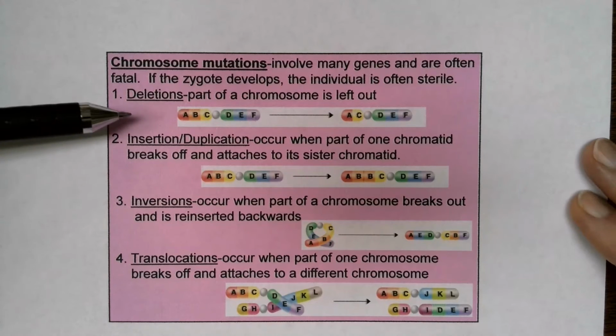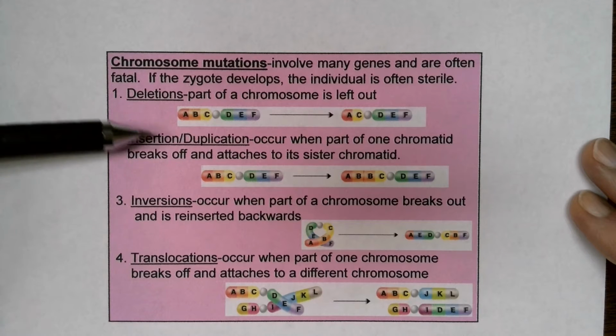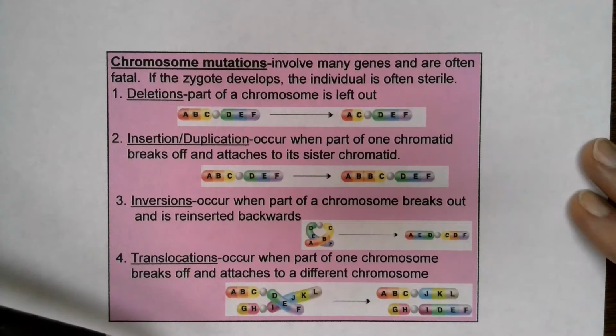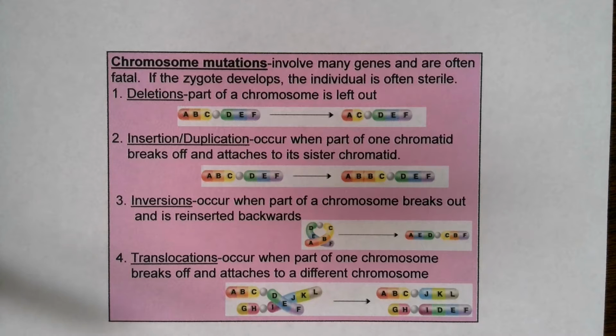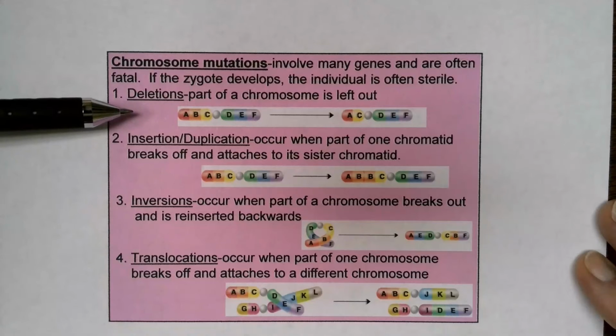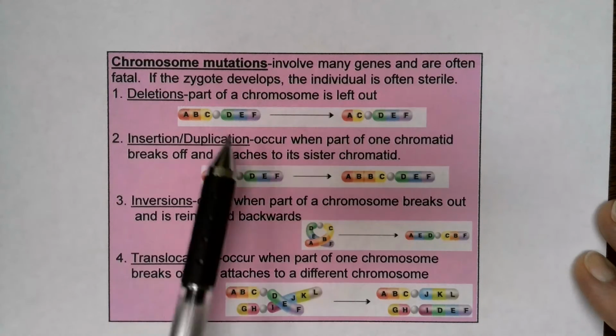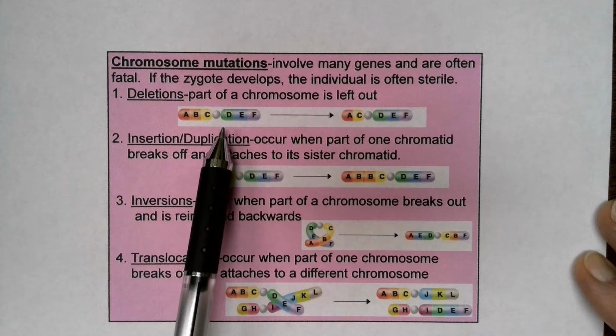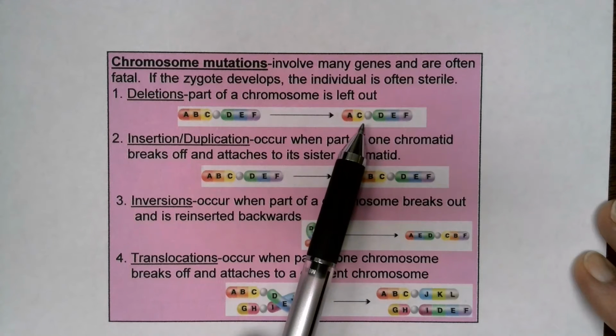So we are looking at this as each section that you see in these diagrams will actually contain many genes, is how you need to think about this. But these diagrams are pretty simplistic. So a deletion, that's where part of a chromosome is just that, it's deleted, it's left out. So this is the before side, A through F. Notice over here, there's no section B.